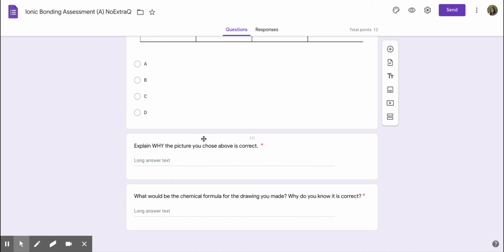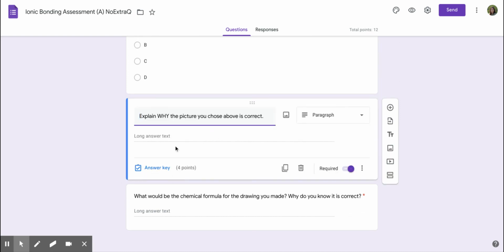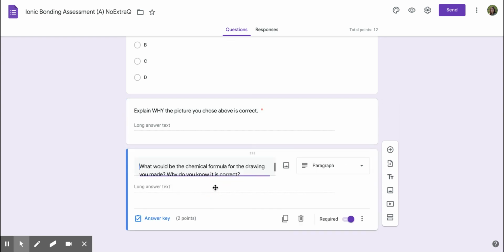Okay, and this one is for 4 points, right? So we really want to make sure we explain. We'll also be giving you credit if you give an accurate explanation, but maybe you chose the wrong picture. So make sure that you're giving this a good hard try. And the last question, what would be the chemical formula for the drawing you made? Why do you know it's correct?